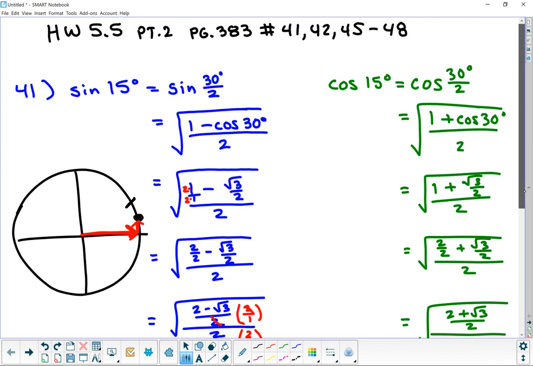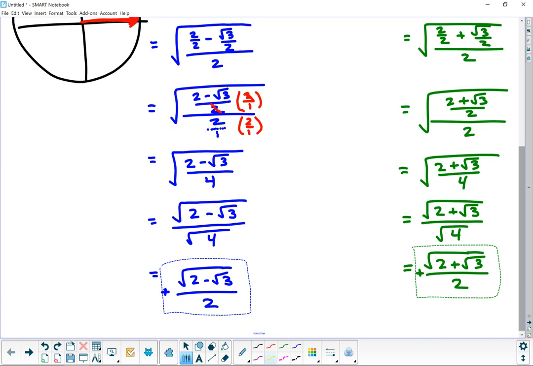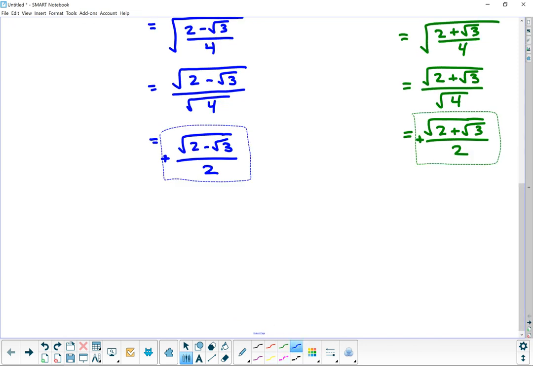Okay, that was 41, 42. 42 is 165 degrees. So we want to do the sine of 165 degrees. And we also want to do the cosine of 165 degrees.